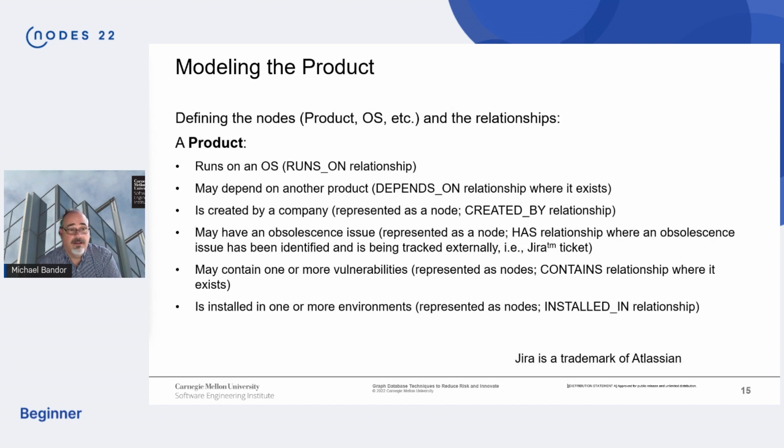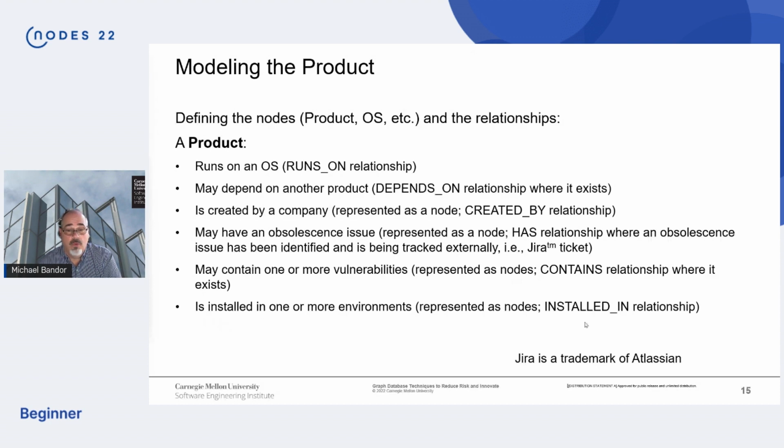So how we defined it, we have a product. It runs on an operating system node, may depend on another product. It's created by a company with a created by relationship. If it's got an obsolescence issue that's been formally done, it's represented with a has relationship, and it's tracked to a node that has their JIRA information where they're tracking those tickets. May contain one or more vulnerabilities, contains relationship, it's installed in one or more environments.